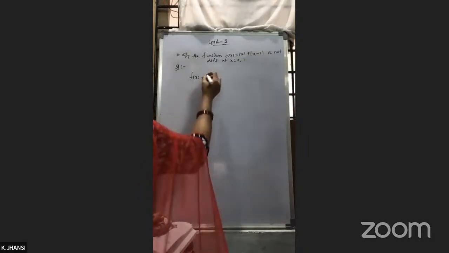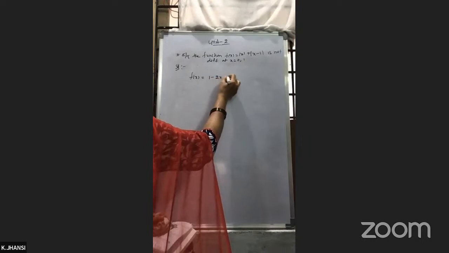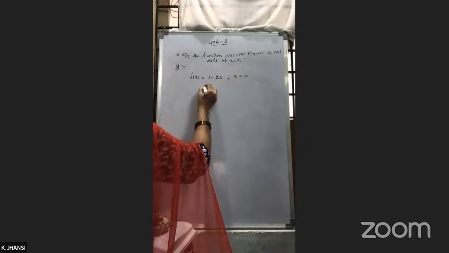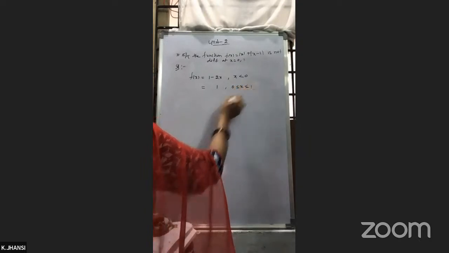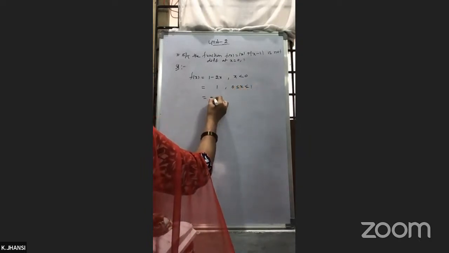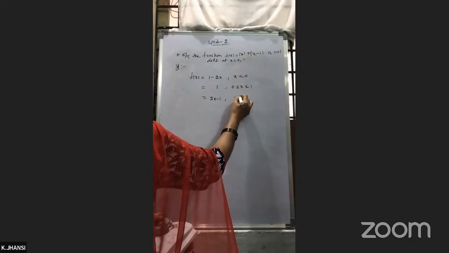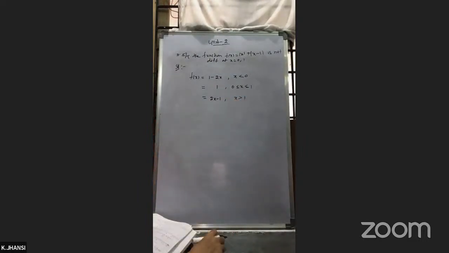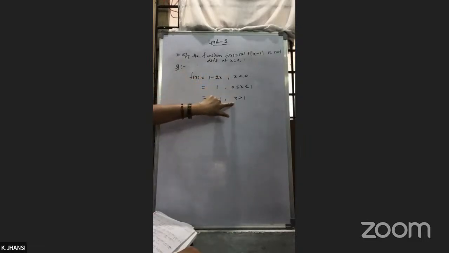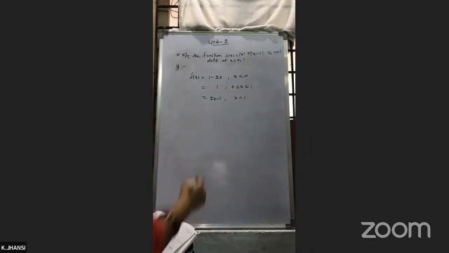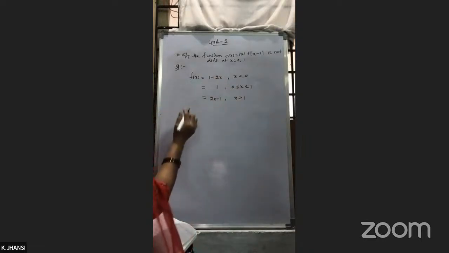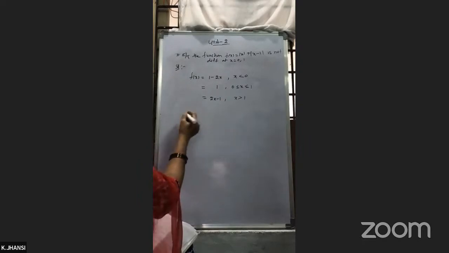F of x equals to 1 minus 2x when x is less than 0, and it is equals to 1 when 0 is less than or equals to x less than or equals to 1, and it is equals to 2x minus 1 when x is greater than 1. So like this you have to write. Okay. Now we got 3 different functions at the 2 points, that is x equals to 0 and x equals to 1. So now with this, we can solve the problem. That is one method.